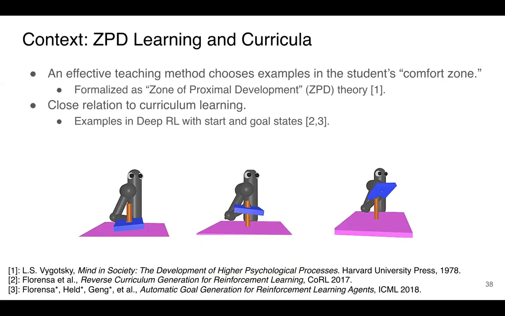So here's some intuition: an effective teaching method seems like it should choose examples that are within a student's comfort zone. These examples will not be too difficult, but they're also not going to be so easy that the student doesn't really learn anything from them. Psychologists have formalized this as zone of proximal development theory.